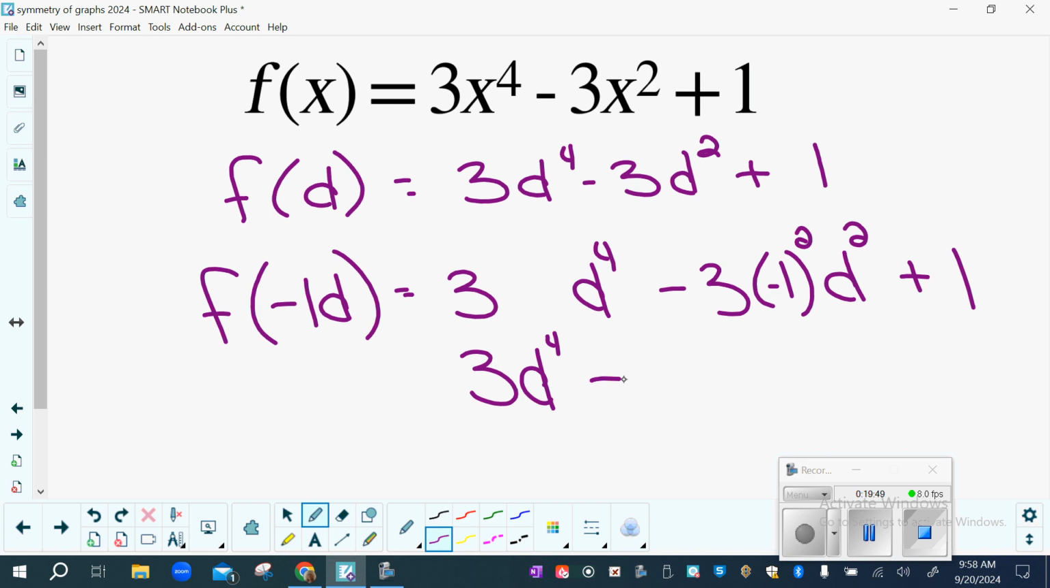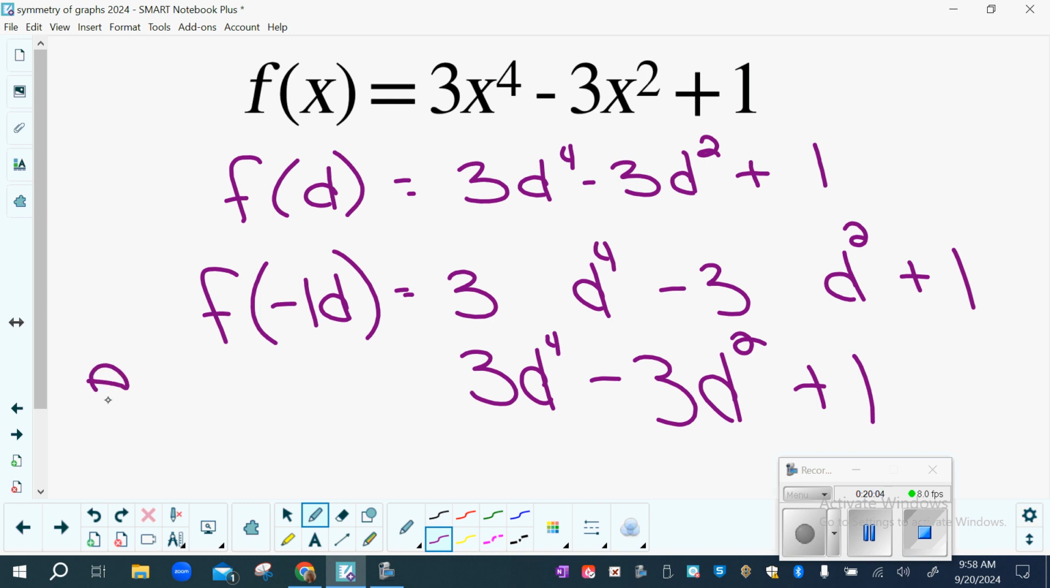Here we go. The -3 comes down. -1, -1. Guess what? They cancel out. Plus 1. Hey, look at that. They're identical. This bad boy, even. Does that make sense? Are we okay?